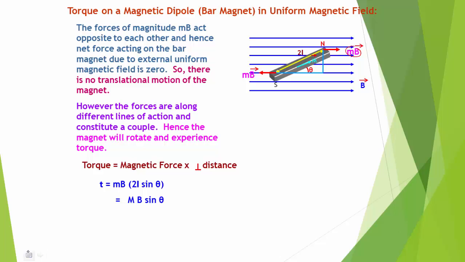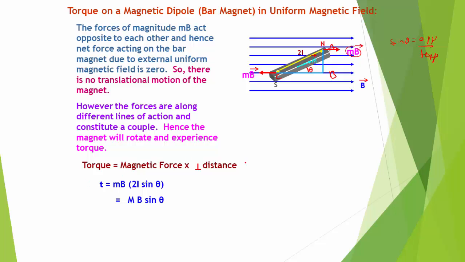Here this is in the form of a triangle. This is the magnetic length, and this is the perpendicular distance. This is a sine angle, because sine theta is equal to opposite divided by hypotenuse, right? So the perpendicular distance is 2L into sine theta.